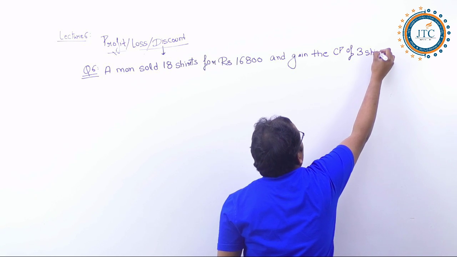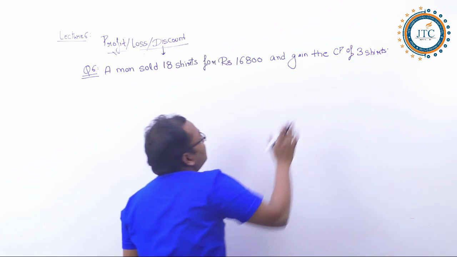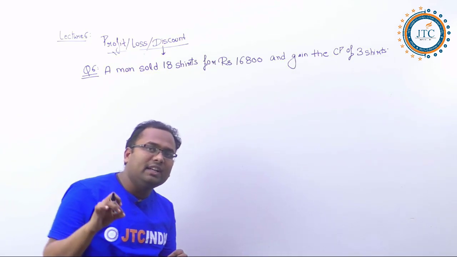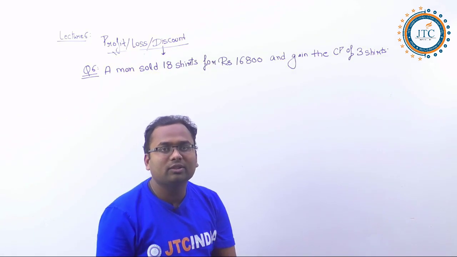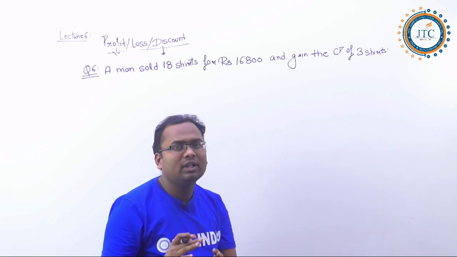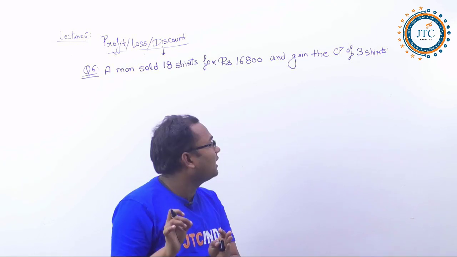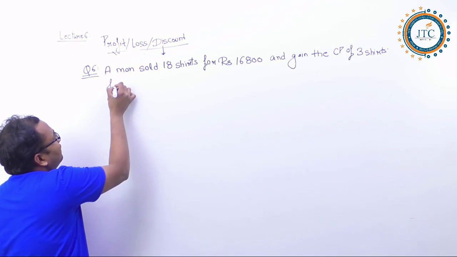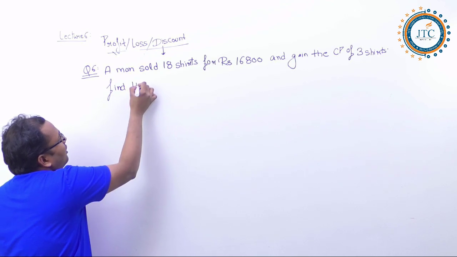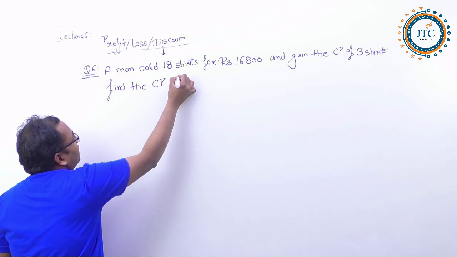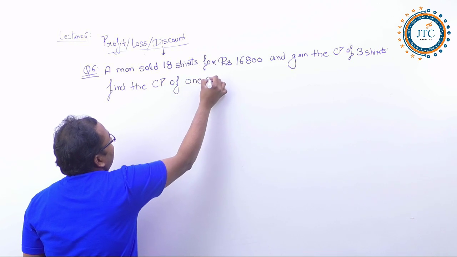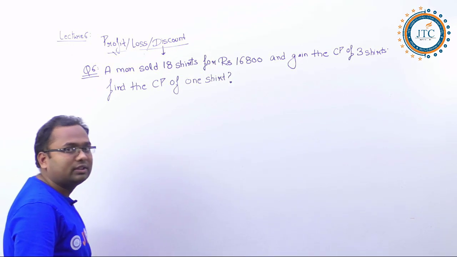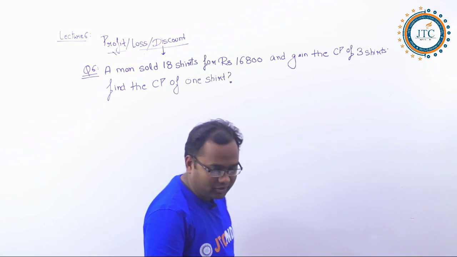So what is the meaning of these words, and gain the cost price of 3 shirts? It basically means that after selling 18 shirts, the shopkeeper gained the cost price of 3 shirts. Profit is equal to 3 times the cost price of a shirt. So find the cost price of one shirt. How can we solve this question? Try to solve this question and comment your answer.